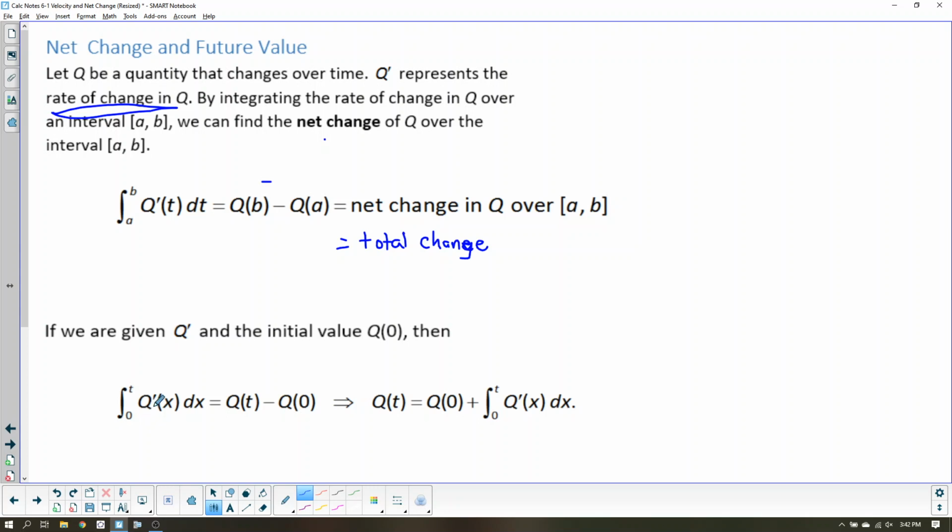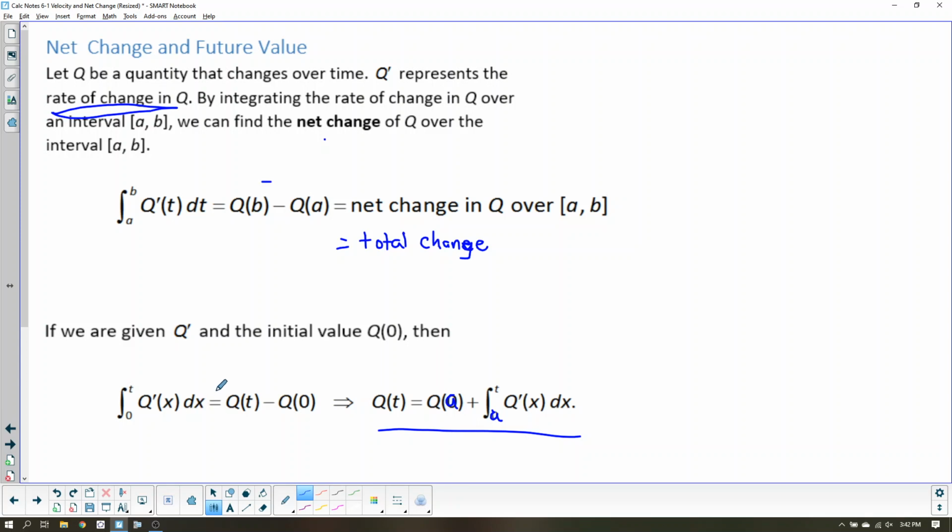did before. Write this integration of an accumulation function. The fundamental theorem of calculus says that it's equal to this. The integral cancels the derivative. Plug in those limits. If we add this to the other side, you get the formula for the future value of a given quantity. And again, just as before, it doesn't have to be 0. It can be any constant value there.